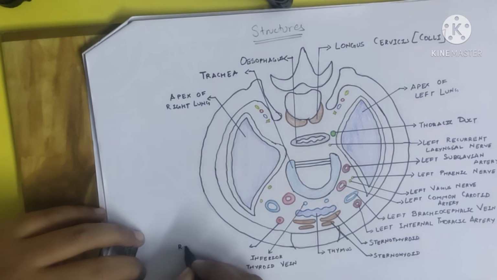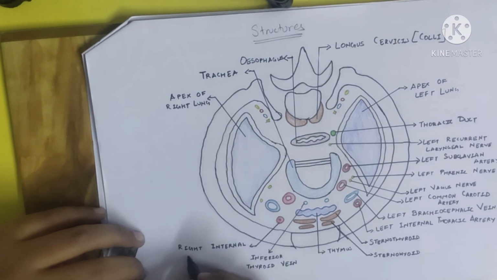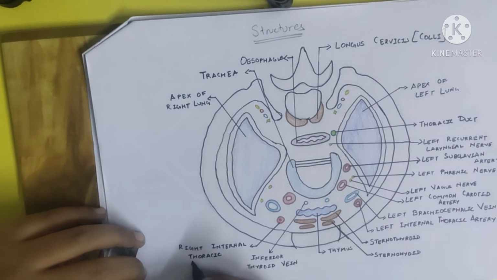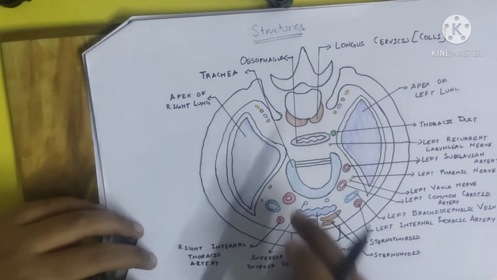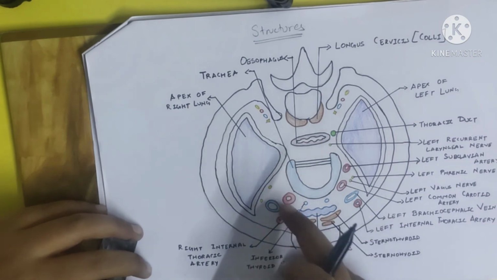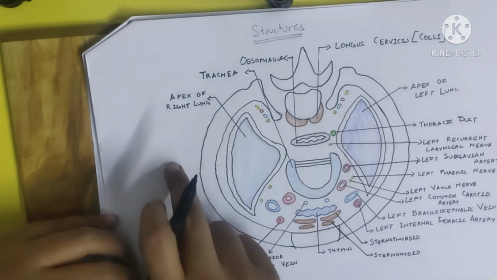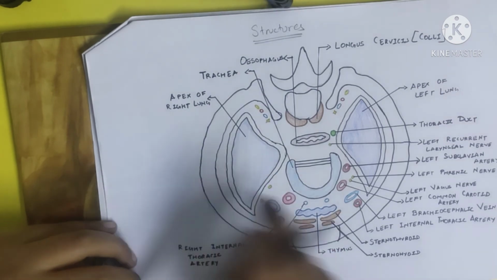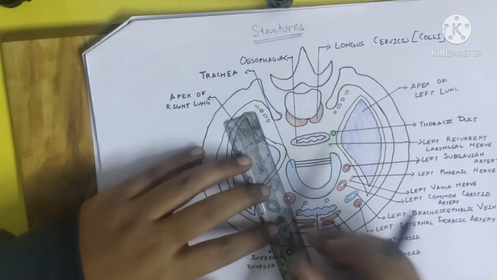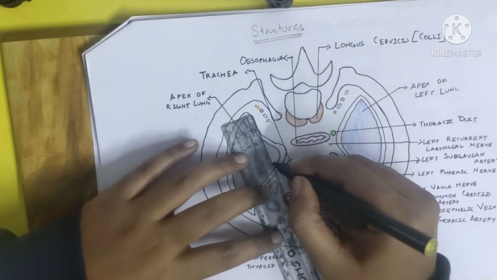right internal thoracic artery. Okay, so the second artery, the bigger artery over here, I'm going to take the structure a little above, marking a little above, so that it gives me space.